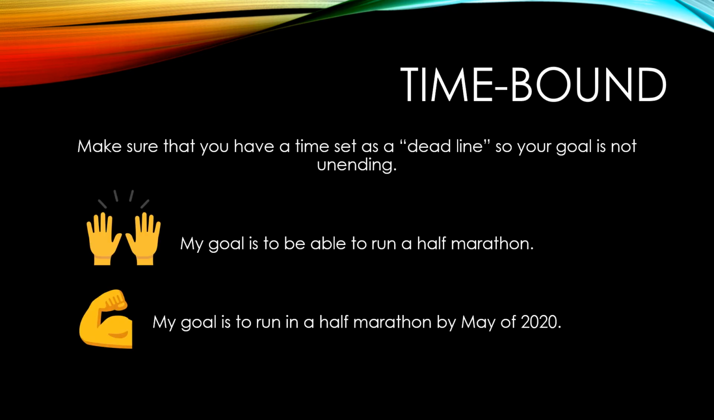And finally, the T is time bound. You have to have a deadline. You can't have a goal without an end. So the first goal I have as an example is, my goal is to be able to run a half marathon. The second goal is, my goal is to run a half marathon by May of 2020. So the first goal didn't have an ending date, so you didn't have something to work towards. The second example, you do. You want to run the half marathon by May of 2020.